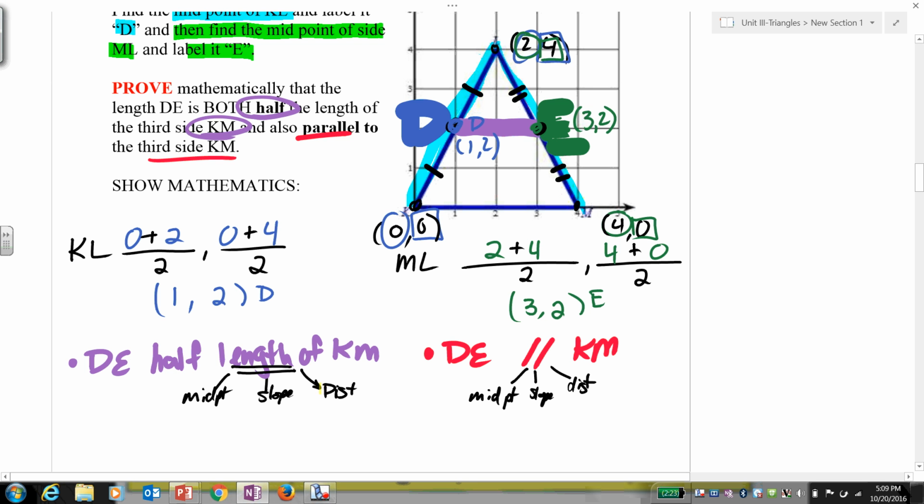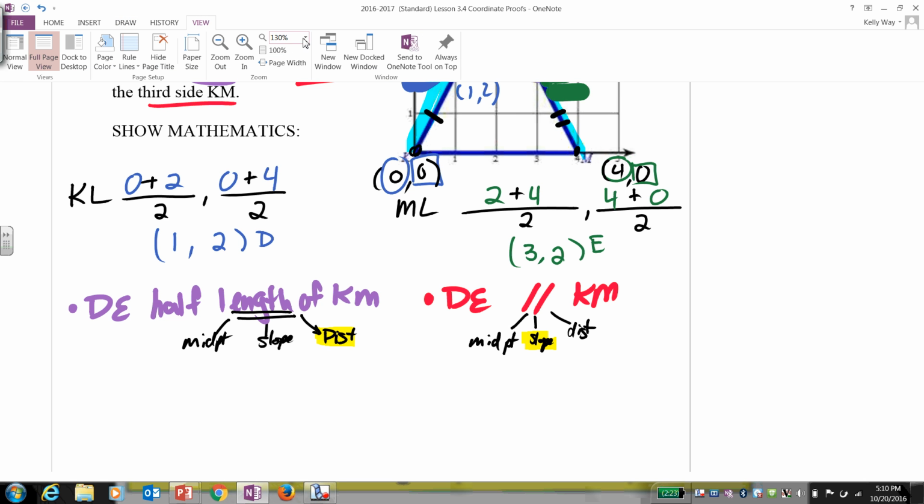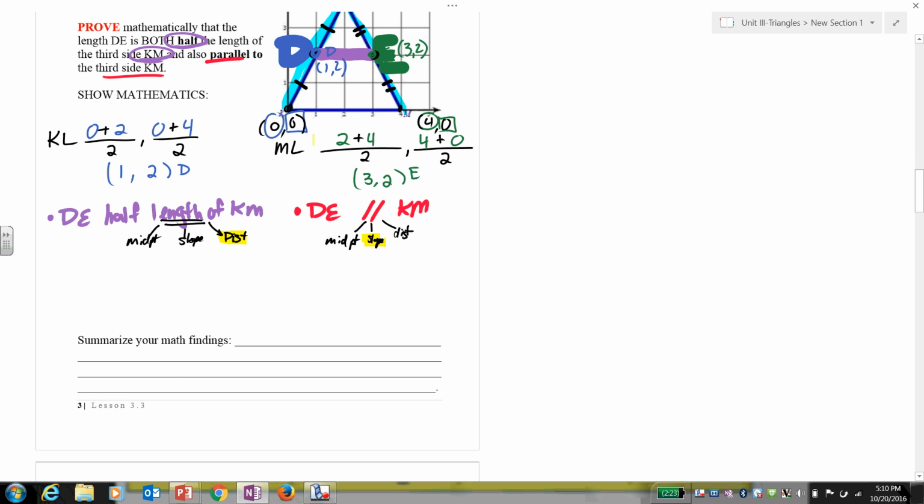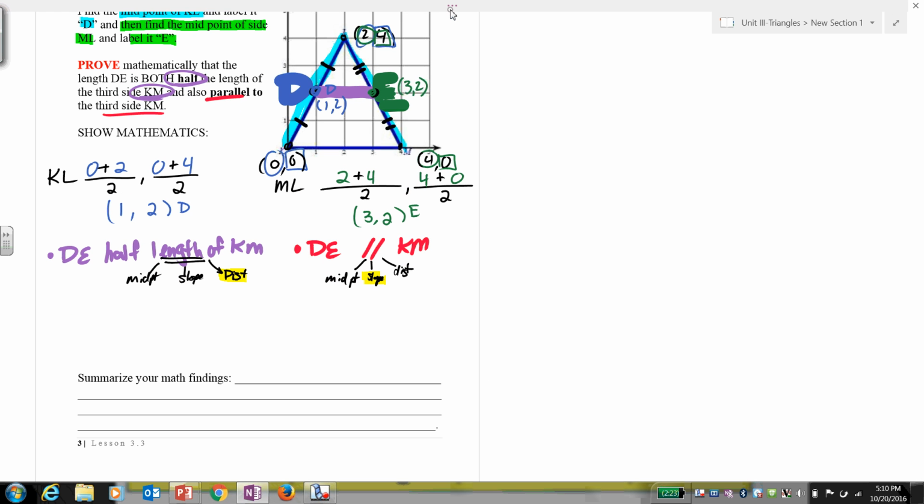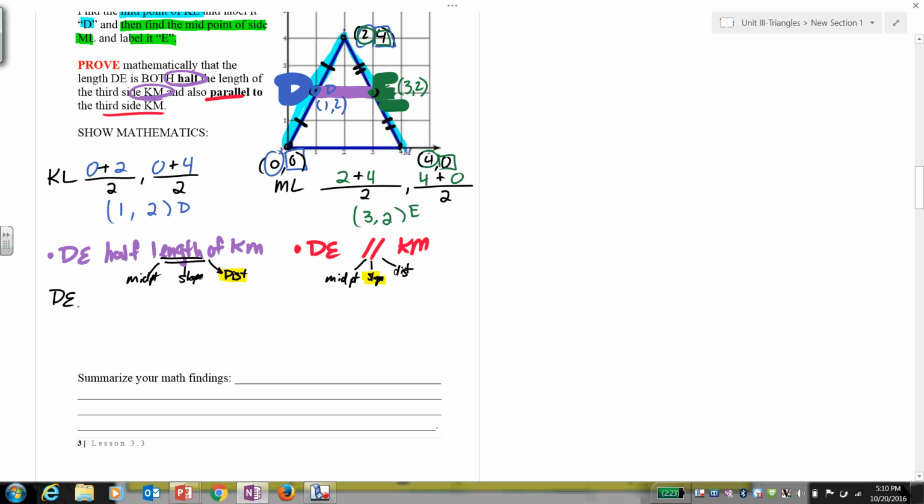When we're comparing length, you should have chosen distance. When we're dealing with slope, parallel, you should have chosen slope. So in that note, we're going to find the distance of both of these. So we're going to find the distance of DE and KM. Let's make our distance templates.